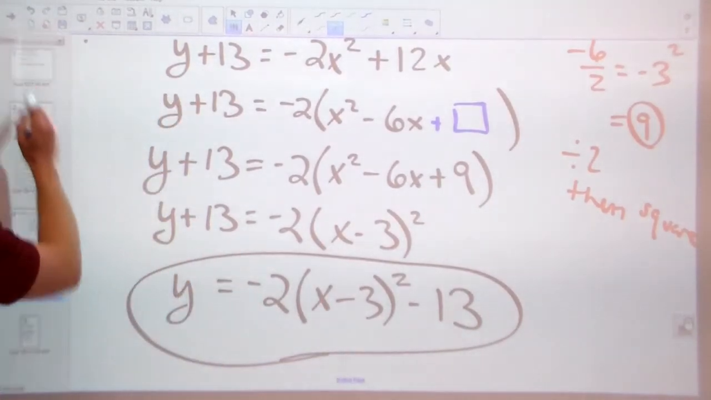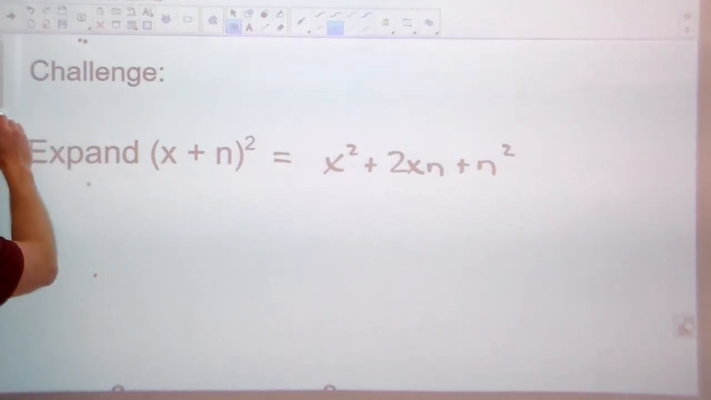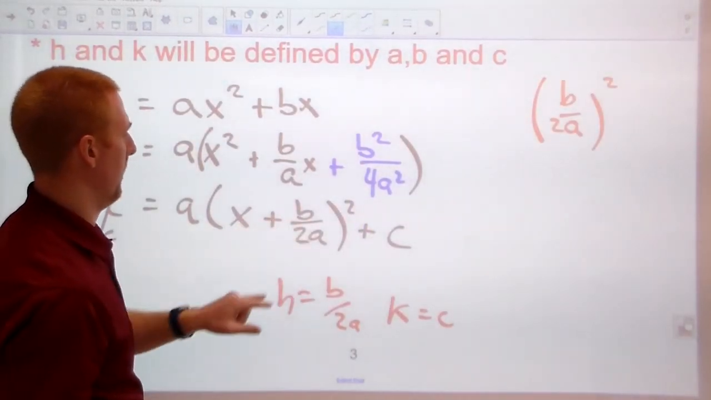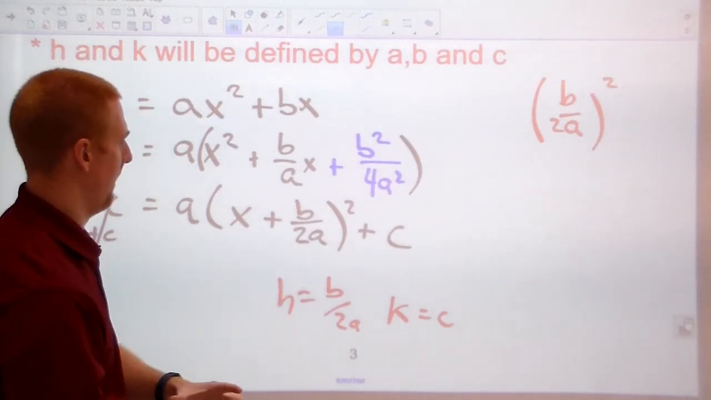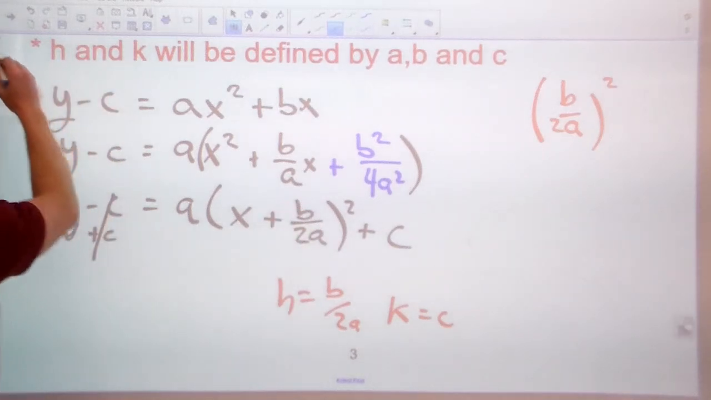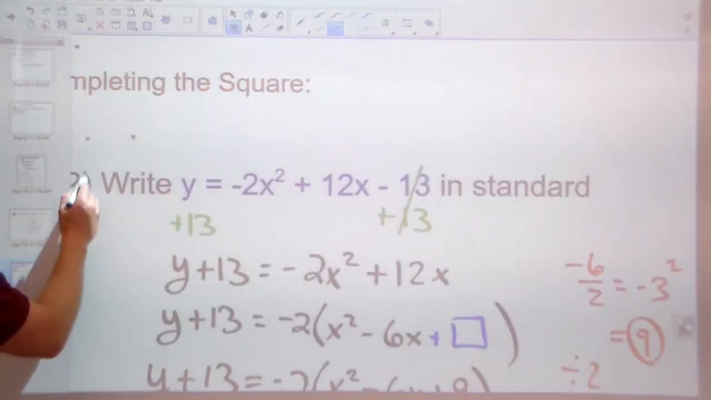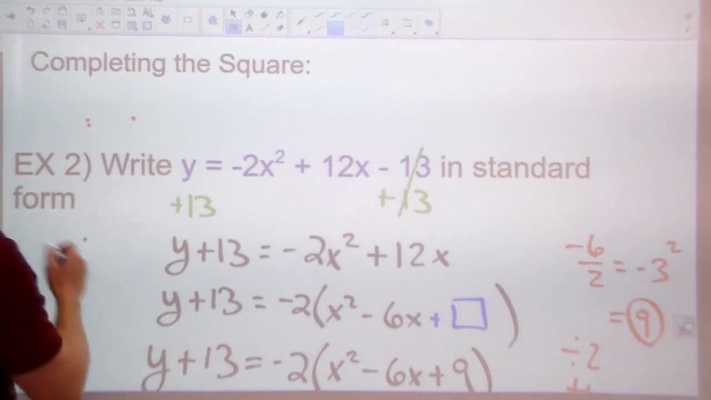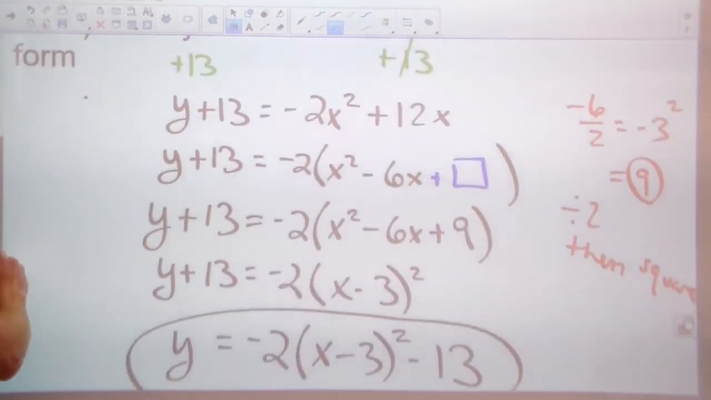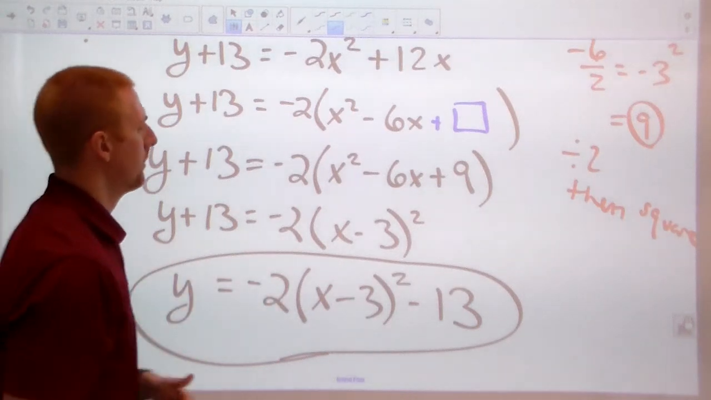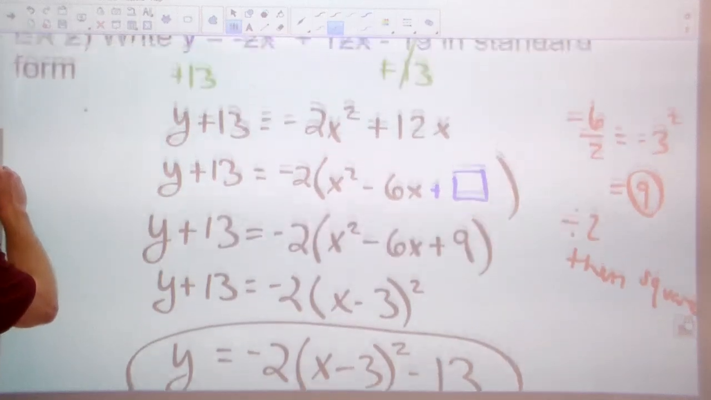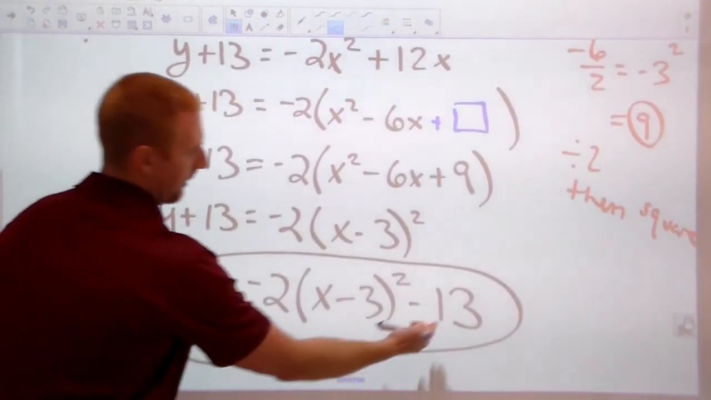If I flash back real quick, I probably should point this out earlier. It's x plus b over 2a, so it's actually the opposite of that, because our vertex is at x minus whatever this is. So just keep that in mind. So this should be x minus 3. That's what goes in the parentheses anyway. So positive 3 is actually the vertex value. And c was negative 13 in the beginning, and that is our k value in the end.